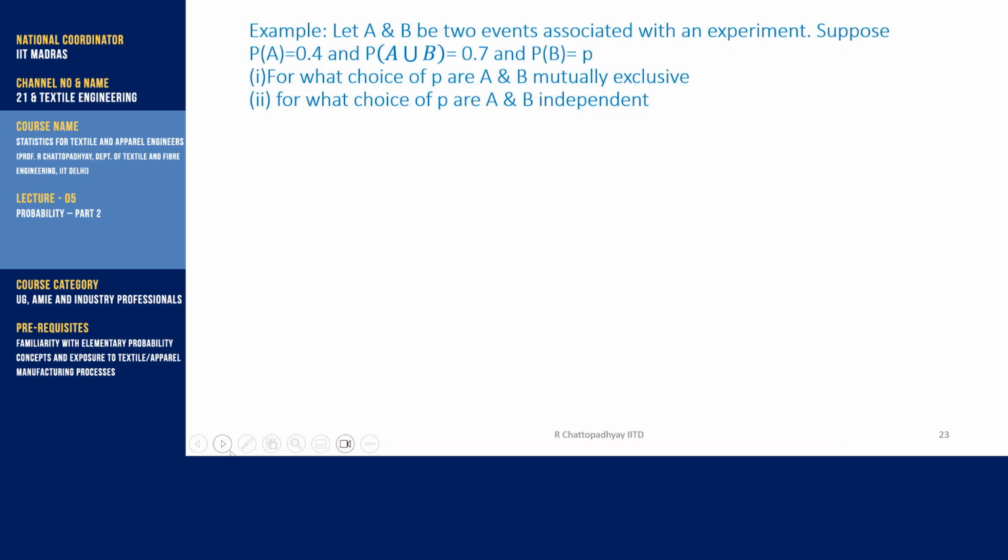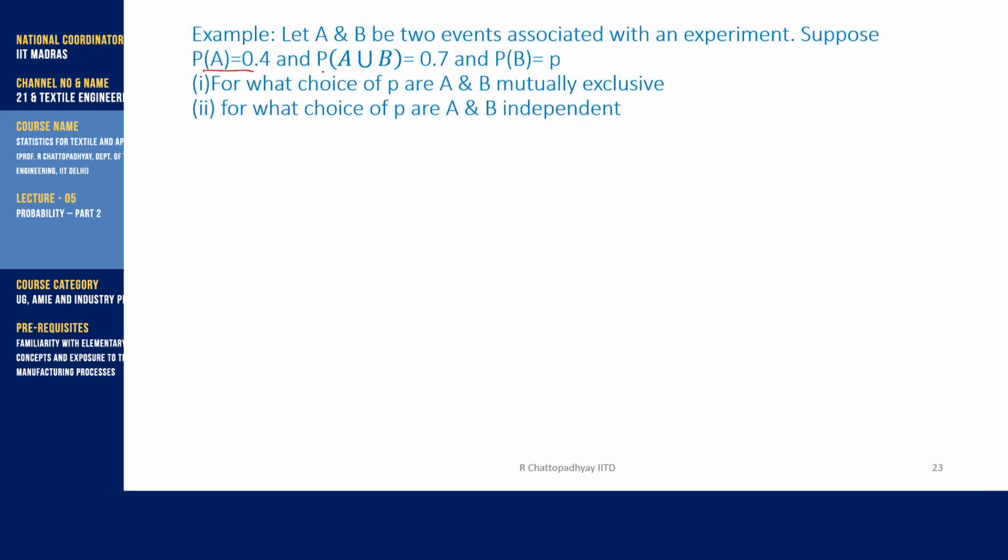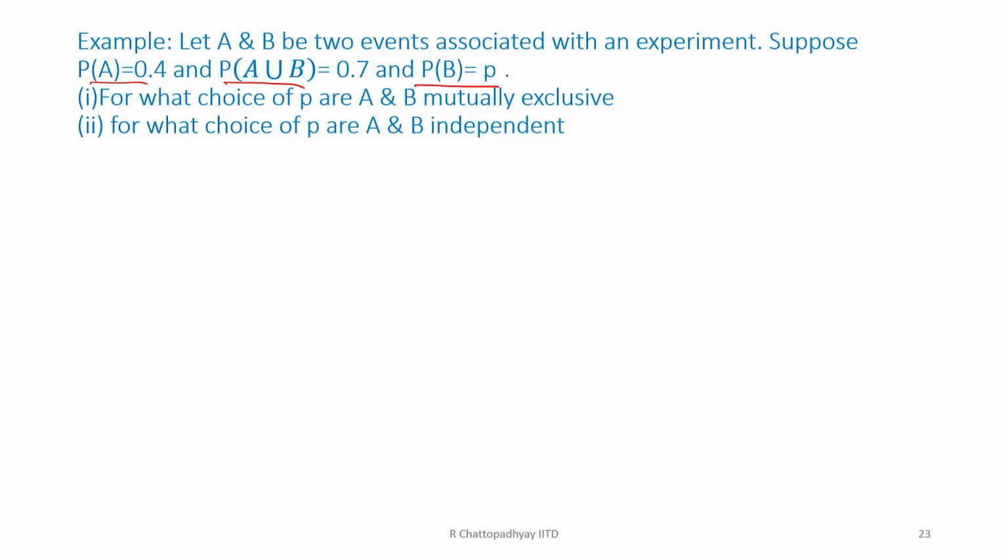Another example we are taking. Let A and B be two events associated with an experiment. P(A) value is given, P(A union B) is given, and P(B) is unknown, that is just small p. Now the question is, for what choice of small p are A and B mutually exclusive? And for what choice of p are A and B independent? This is what we have to find out.